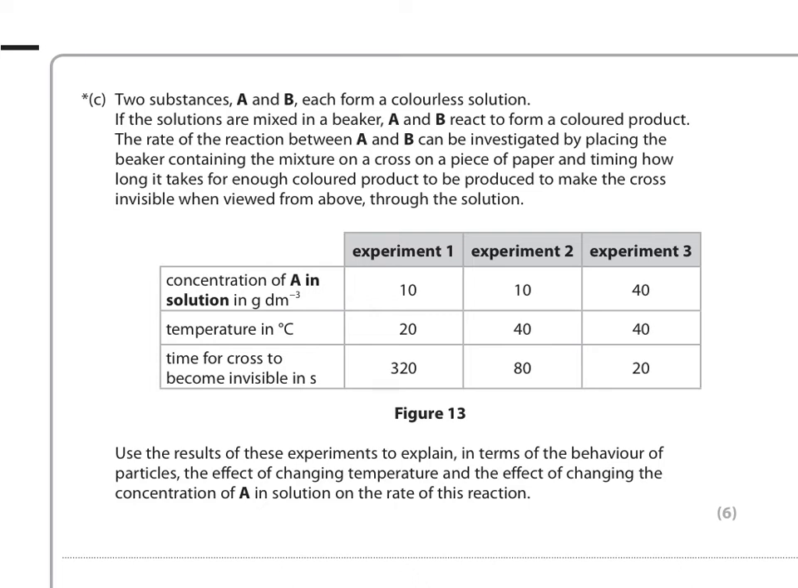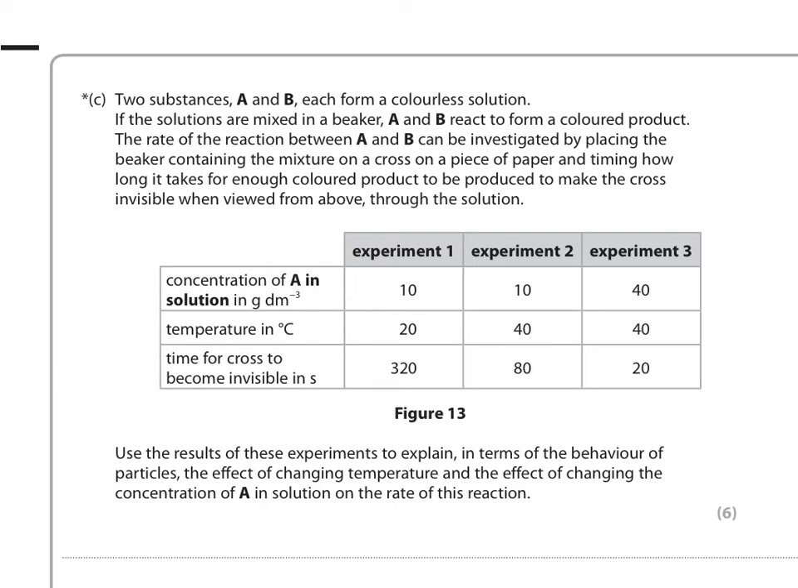If the solutions are mixed in a beaker, A and B react to form a coloured product. The rate of reaction between A and B can be investigated by placing the beaker containing the mixture on a cross on a piece of paper and timing how long it takes for enough coloured product to be produced to make the cross invisible when viewed from above through the solution.